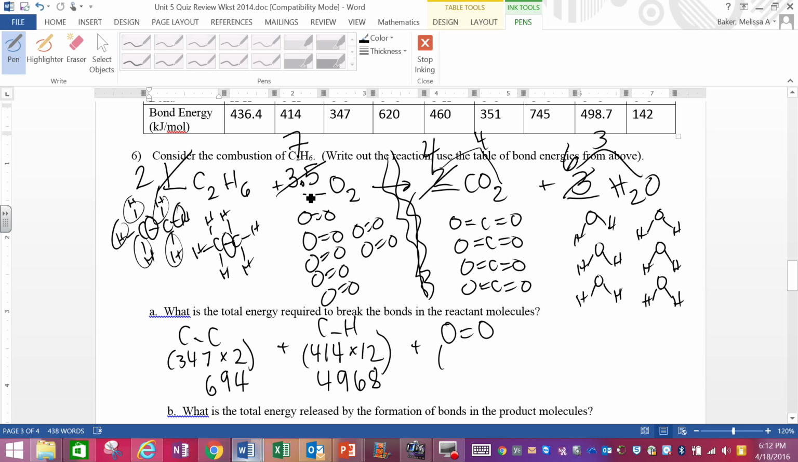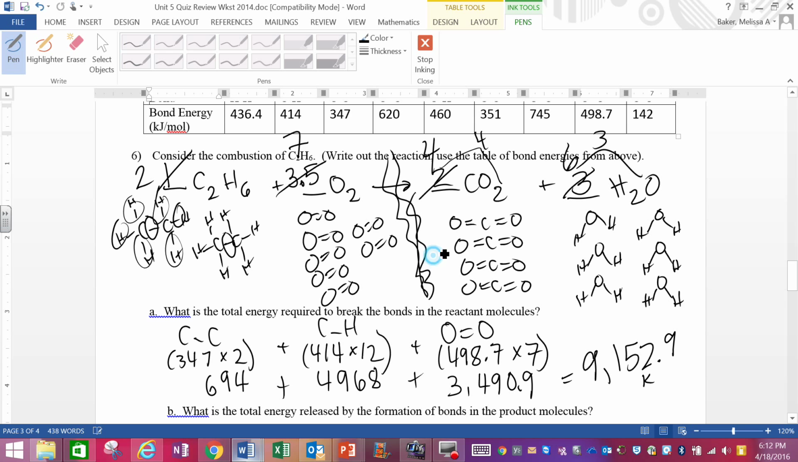For each of those, it's 498.7 kilojoules per mole times 7. That comes out to be 3,490.9. Now I'm going to add all of these up to get the total amount of energy it took to break those bonds. 9,152.9 kilojoules per mole.